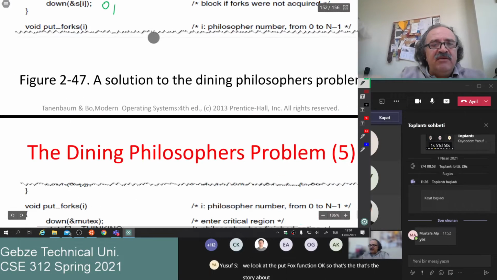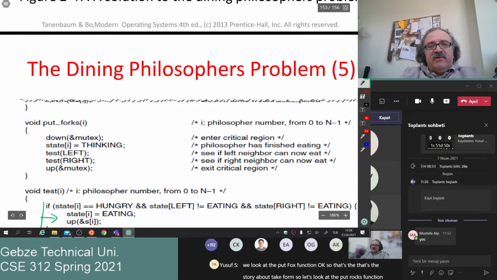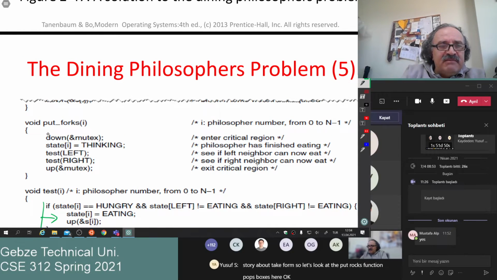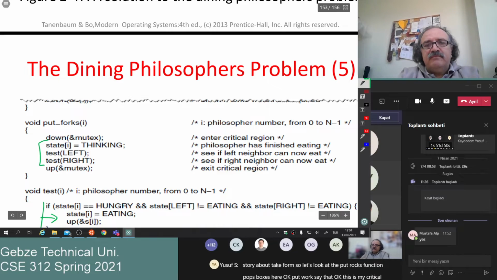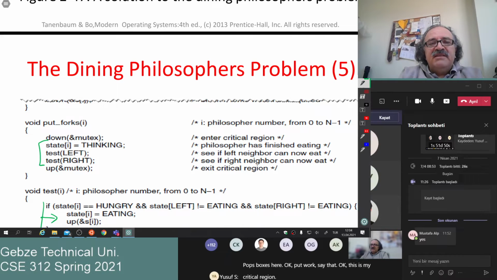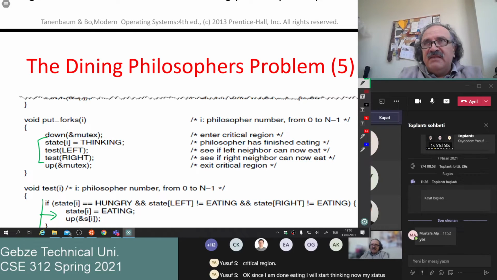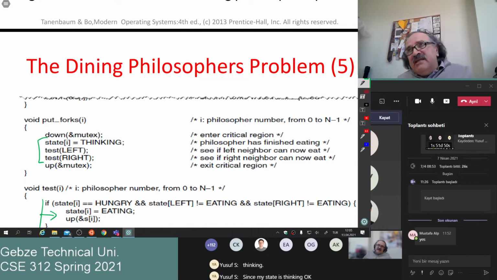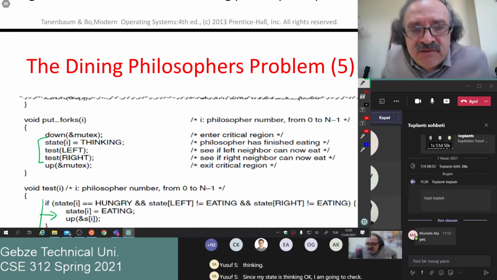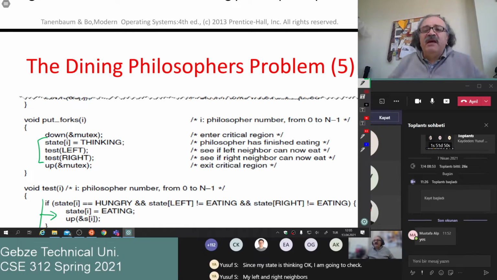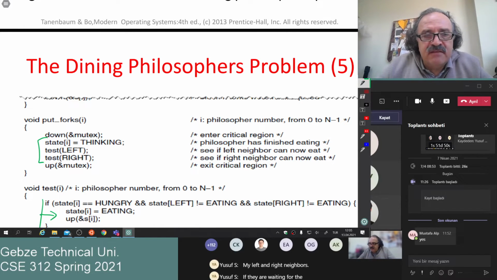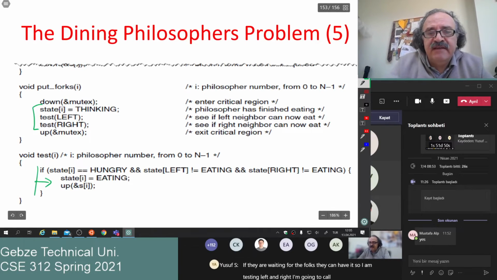Let's look at the put forks function. Put forks is here. Okay, put forks says that this is my critical region. Since I am done eating, I will start thinking. Now my state is thinking. Since my state is thinking, I am going to check my left and right neighbors. If they are waiting for the forks, they can have it. So I am testing left and right. I am going to call this function again.